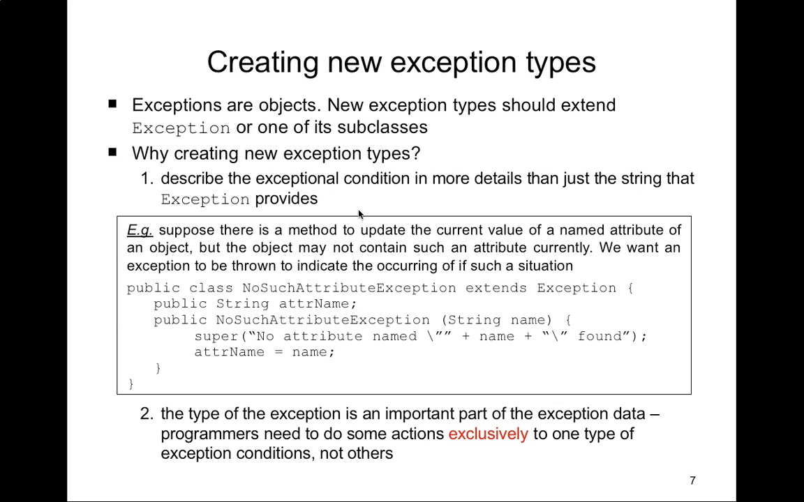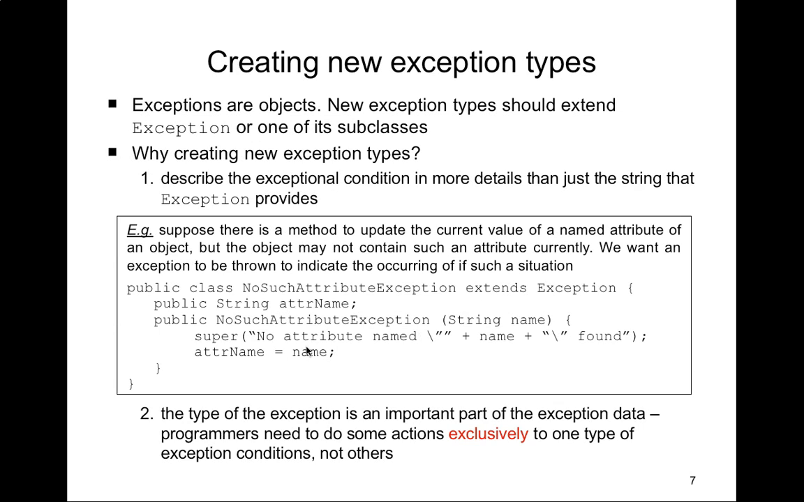Include your own message that says, hey, you forgot to do something, or something of that nature. Suppose there's a method to update the current value of a named attribute of an object, but the object may not contain such an attribute currently. It doesn't have it, but you're trying to update it. You want an exception to be thrown to indicate the occurrence of the situation. So you want to say no attribute name such-and-such found. Because if there's no attribute, how can you update an attribute that doesn't exist? So this would be a nice one.